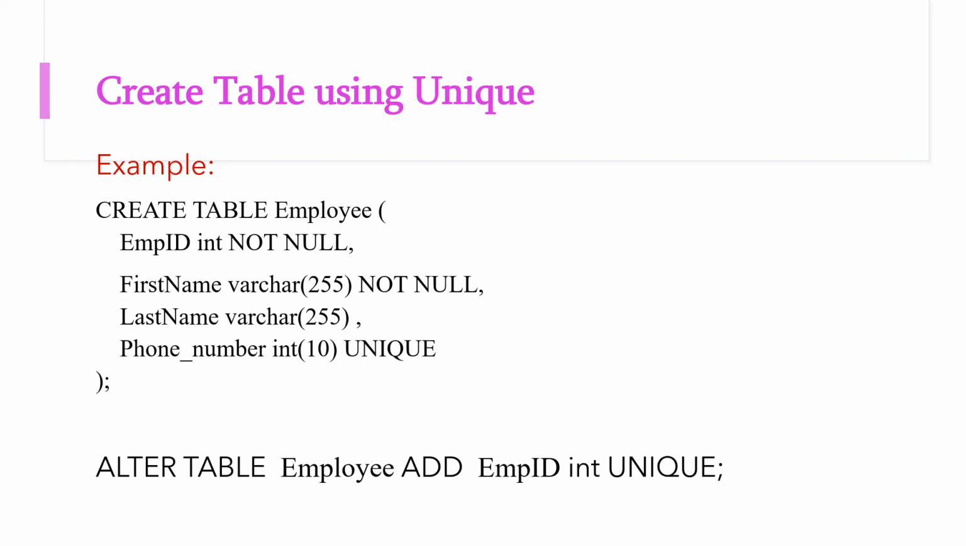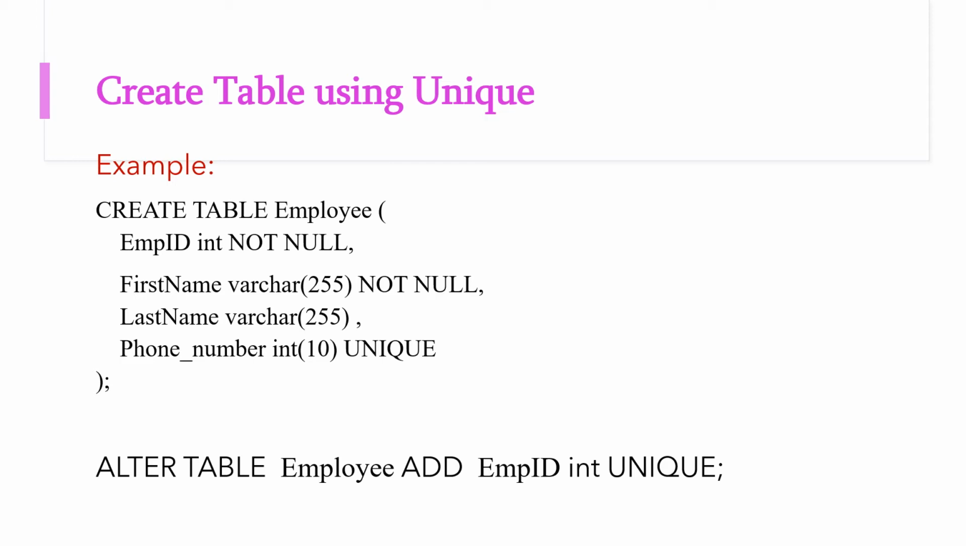The next one is using the unique constraint. So this is an example. Here I have specified both not null as well as unique. That is, these three columns cannot hold null values, but the phone number should contain a unique phone number.